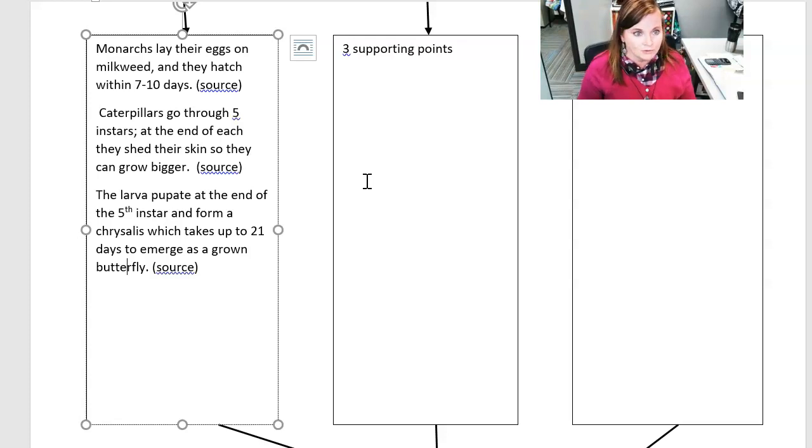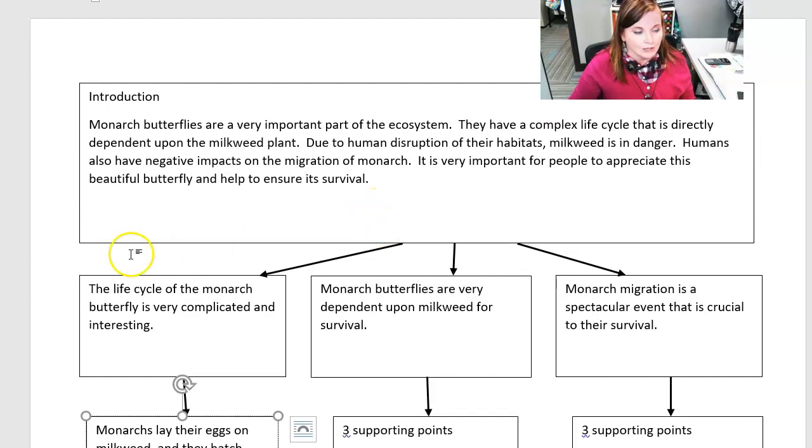I hope that was useful to you. I hope you find using graphic organizers useful to help you with writing essays. I think it's a very valuable tool for those of us who are very visual, which I am.